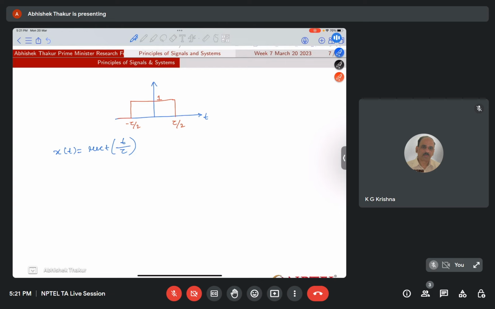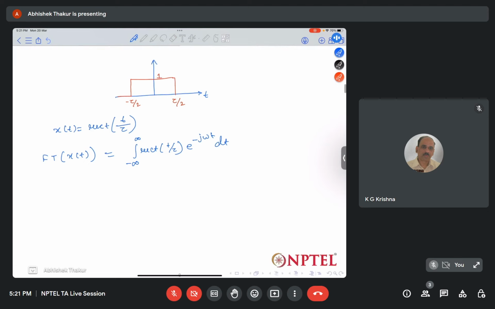Now we have to find the Fourier transform. So the Fourier transform of x t is given simply by our formula: minus infinity to infinity, x t, which is our rectangular function, e to the power of minus j omega t dt. Now we will see how we can break this integration for different intervals. Before minus tau by 2 it is 0, and after tau by 2 it is 0, so we don't have to integrate over those intervals.